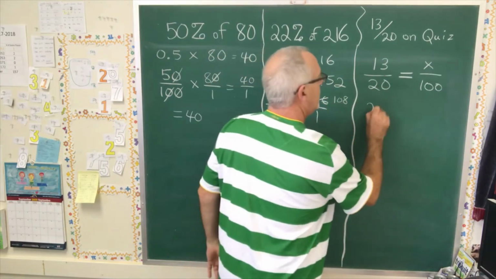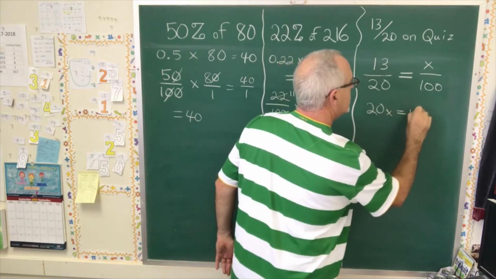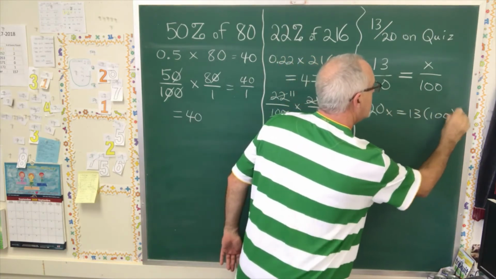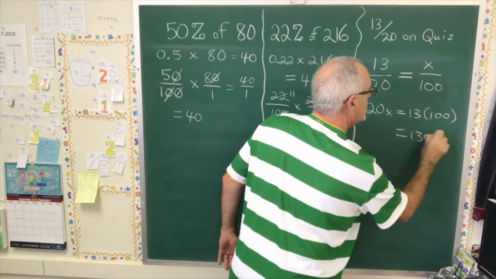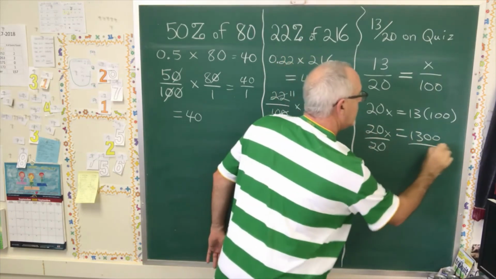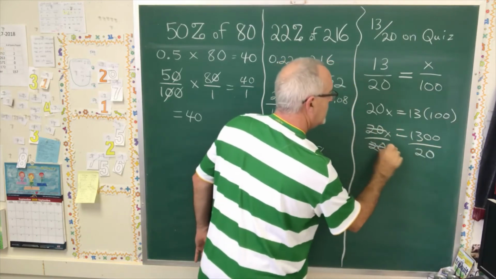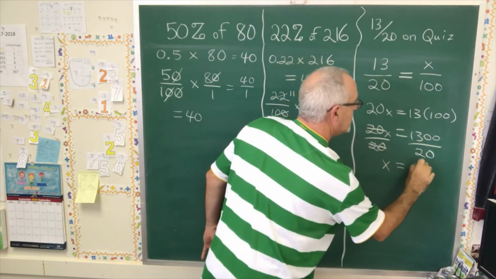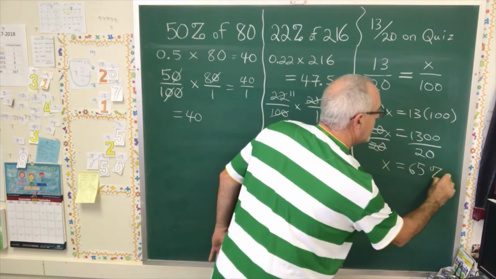And we cross multiply. 20x equals 13 times 100, which is 1300. We divide both sides by 20 to isolate our x. x is alone and is equal to 65. And yes, that is a percent.